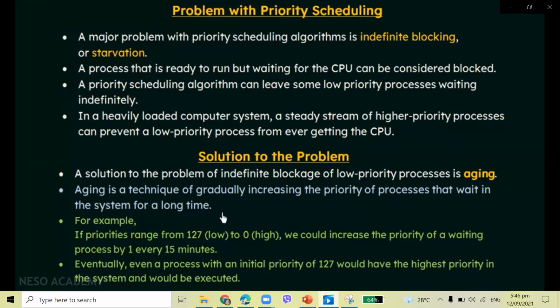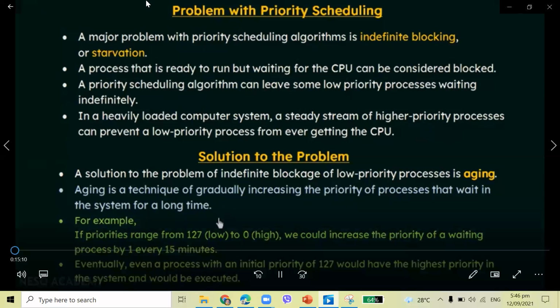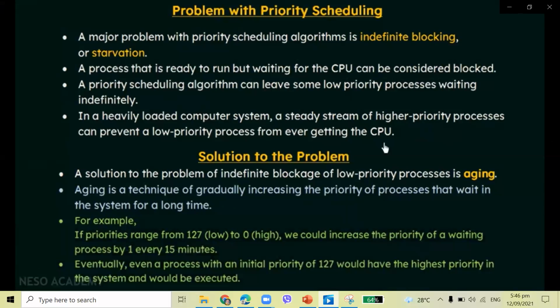So let's say that there is a process with a very low priority. Let's say the lowest priority of 127, and it is waiting, and there are many high priority processes coming and using the CPU, and this process is just waiting and waiting and waiting. So what do we do? After every 15 minutes, we are going to increase its priority. So in this case, increasing means this value has to decrease. 127 will become 126, and after the next 15 minutes, it will become 125, and after the next 15 minutes, it becomes 124, and so on. So after every 15 minutes, we are increasing the priority by 1.